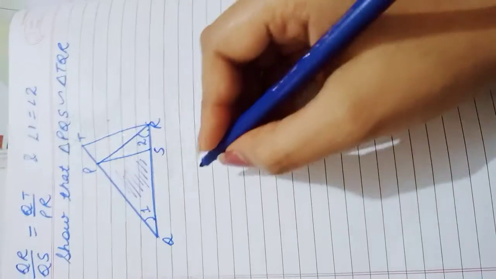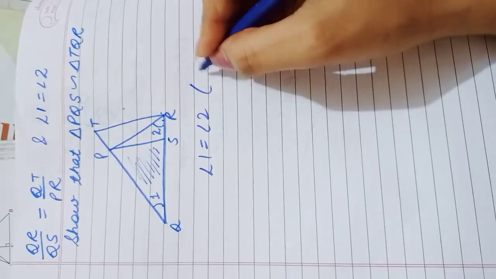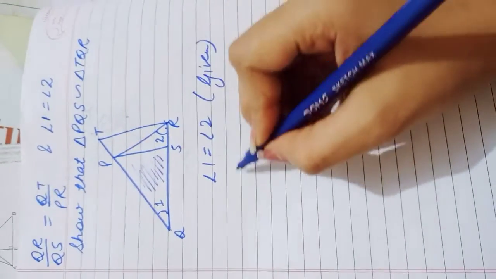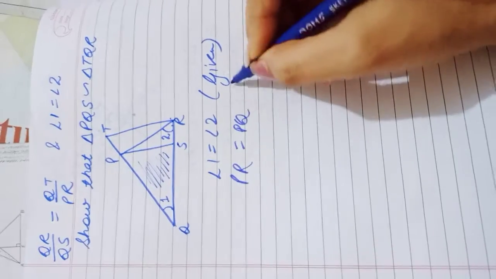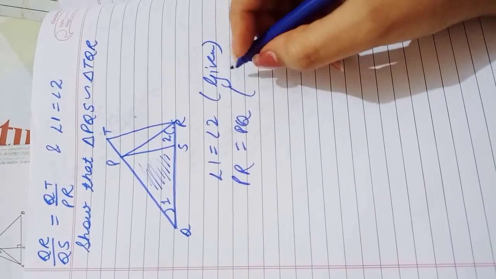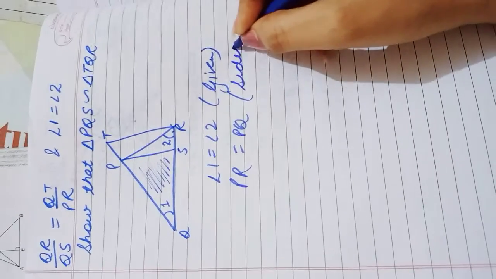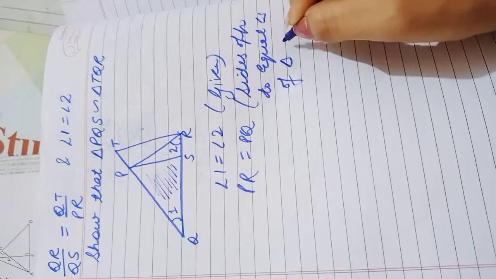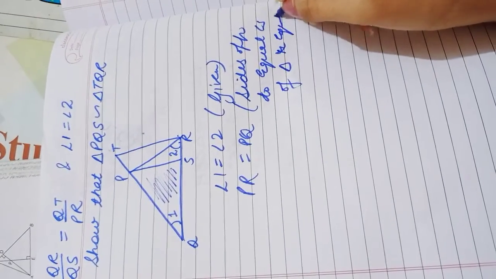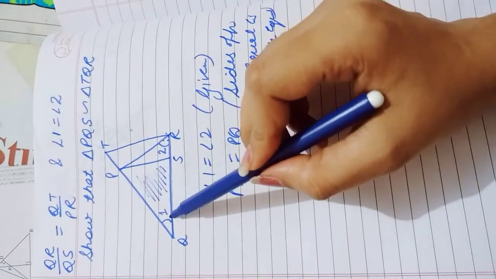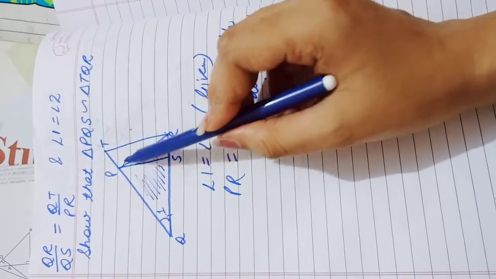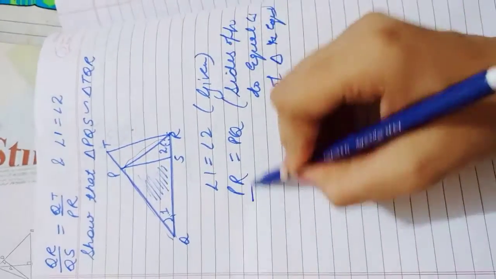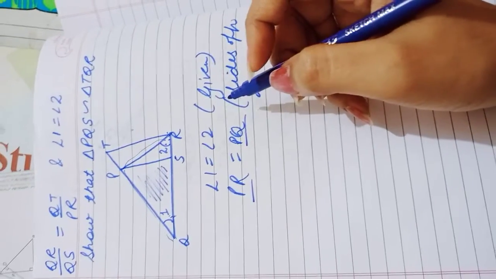So what we will do for this: angle 1 is equal to angle 2, it is given to you, no? If it is given, we will use this. How will we use it? If 1 equals 2, you can say that PR is equal to PQ. Reason being, sides opposite to equal angles of a triangle are equal. How does 1 equal to 2 give PR equal to PQ? Just opposite angle 1, PR is there, and opposite angle 2, the PQ side is there. So you can say that PR is equal to PQ.